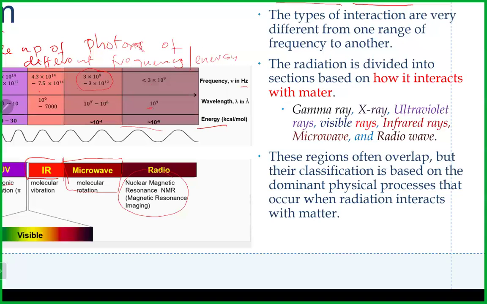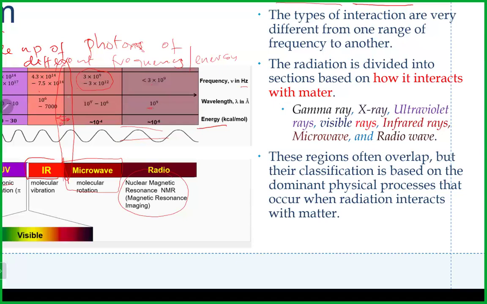Saying that, let's consider the overlap between the IR and microwave region. It is possible that you have some IR closer to where you have the beginning of your microwave region, and then you have microwave closer to where the beginning of the IR region. So these regions in which we have separated them may overlap, but the classification is based on the dominant physical processes that occur when radiation interacts with matter.